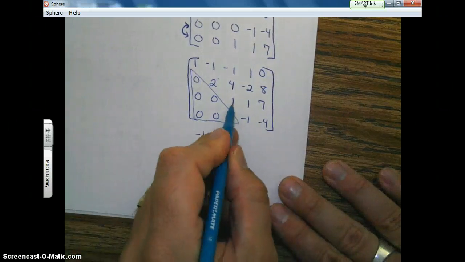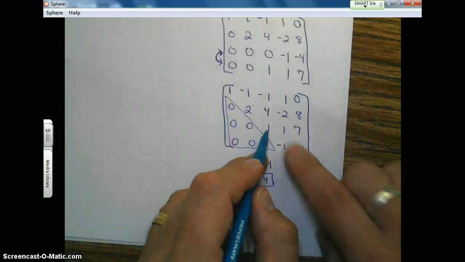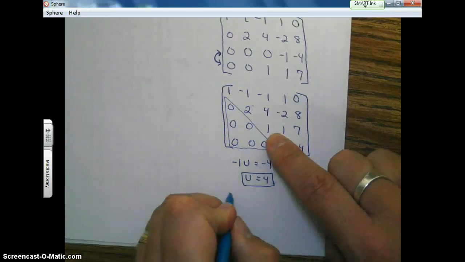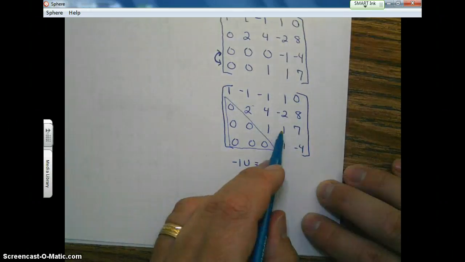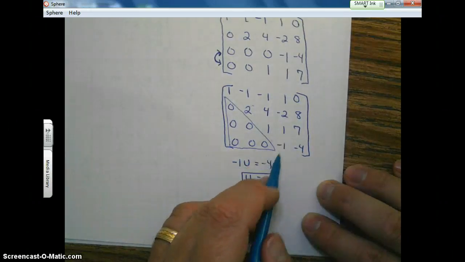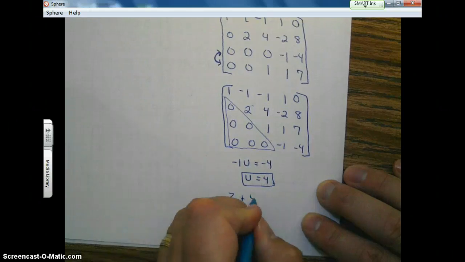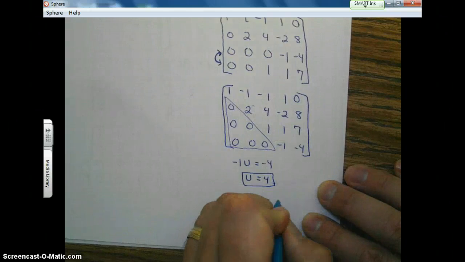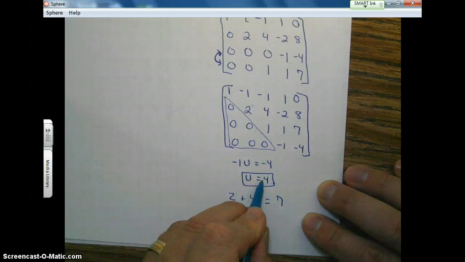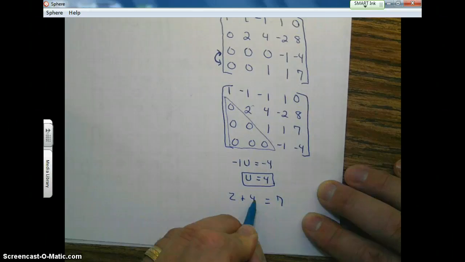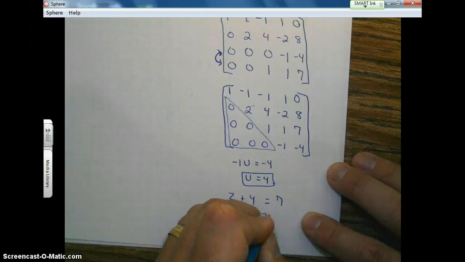Next one. Our next letter is z. So here we have 1z plus 1u. Well, we know what 1u is. That's negative 4. I'm sorry, it's positive 4, equals 7. Again, 1z plus 1u, which is 4. 1 times 4 is 4, equals 7. So solving this, we get z equals 3.